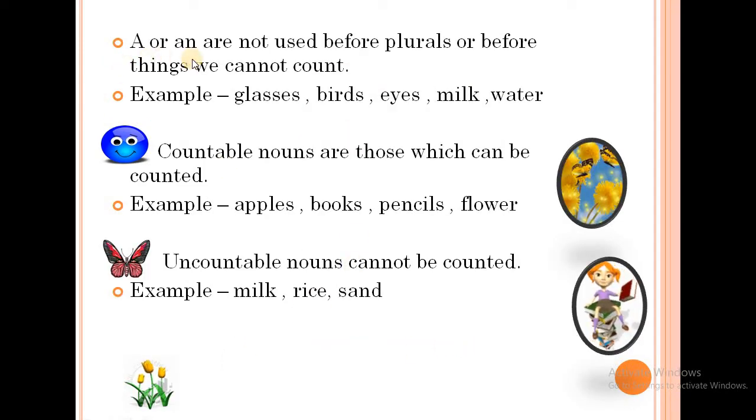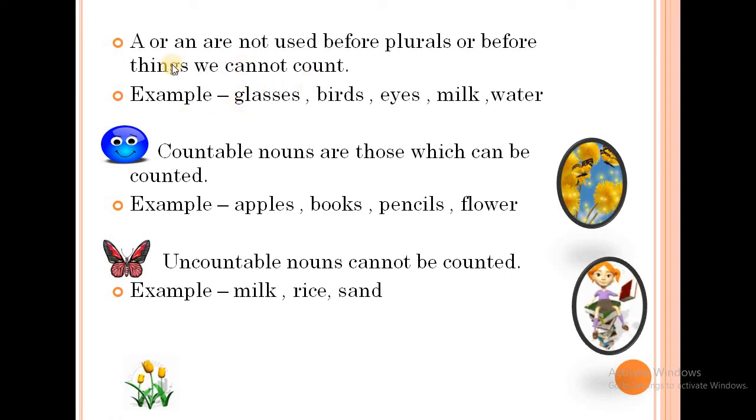Now, a or an are not used before plurals or before things we cannot count. We have already discussed that these articles we are using for singular things. That means one thing is there, one bird, one book, one chocolate or any other thing. For that we are using article a or an. And for things which we cannot count, for that also we are not using this article.